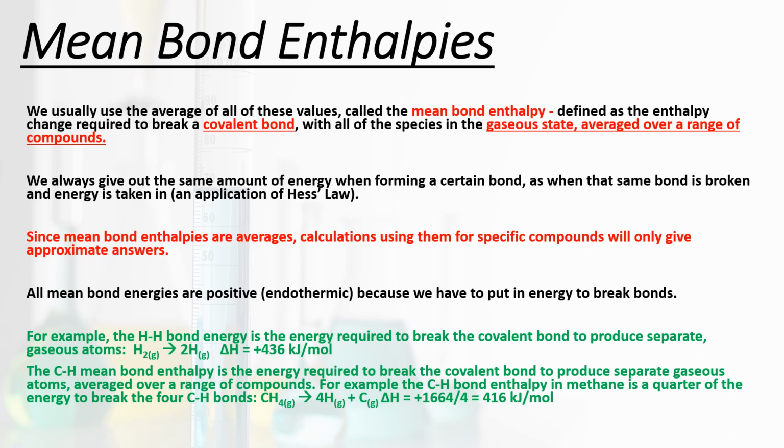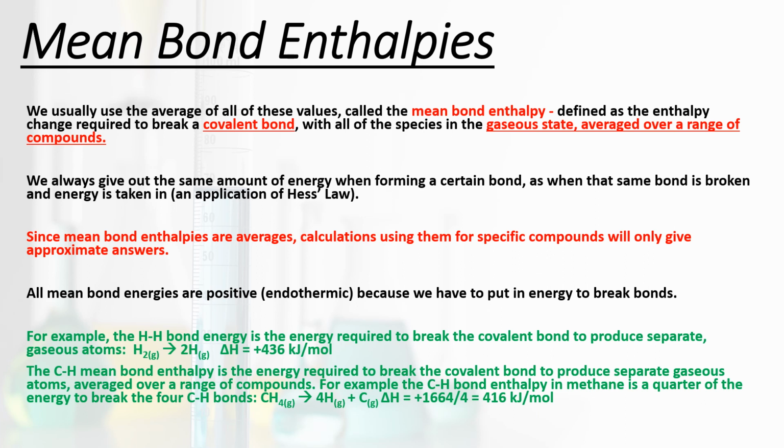So because the actual specific bond enthalpy in that molecule will have a specific value, because we're using the average, we might be slightly off. So we might have a slight discrepancy between our experimental value and the value that we theoretically calculate using these mean bond enthalpies, because they are averages. And all mean bond enthalpies are positive, endothermic, because again, we have to put energy in to break bonds.